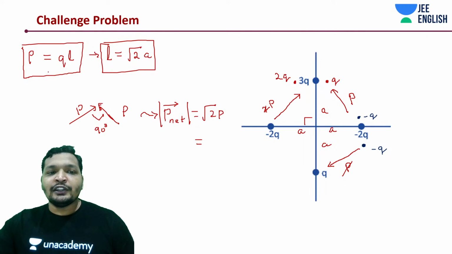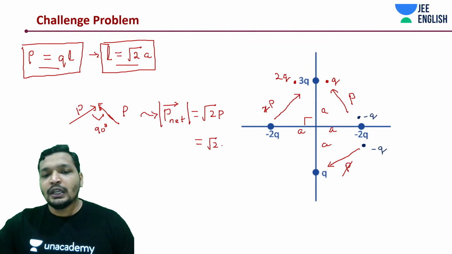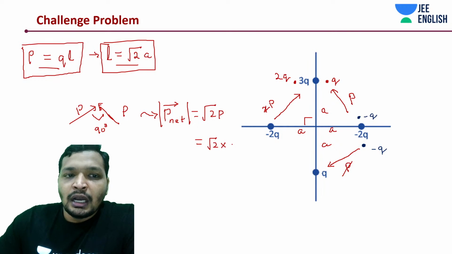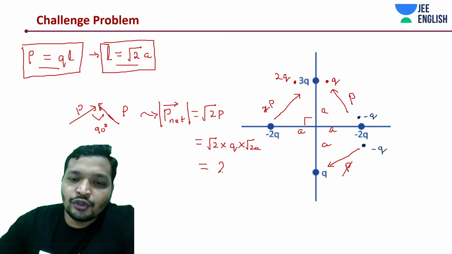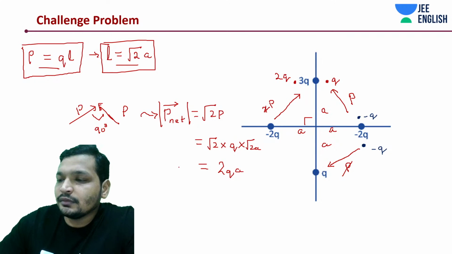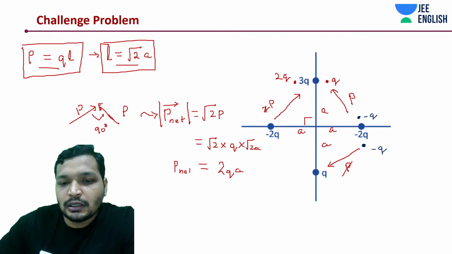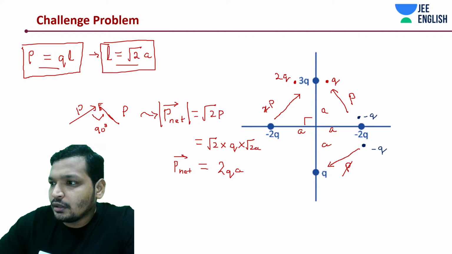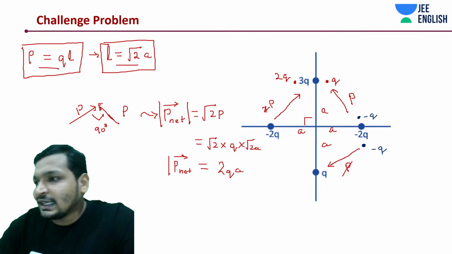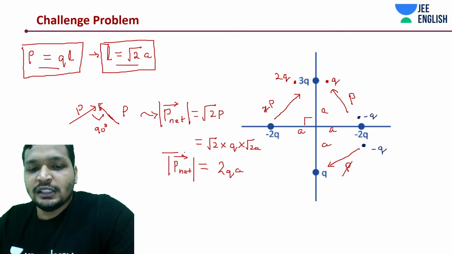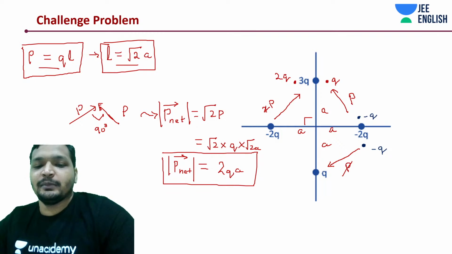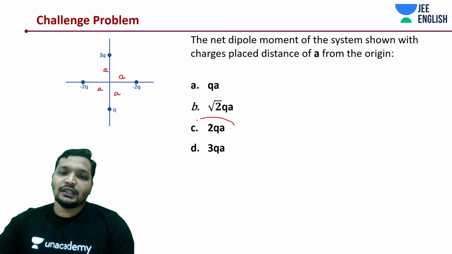Right, substitute the value of p from here and here. That's going to be root 2 into how much? Q into L. L is how much? Root 2a. How much is this? 2qa. That is it, guys. End of the story. Don't put in much effort. You can do it very simply.